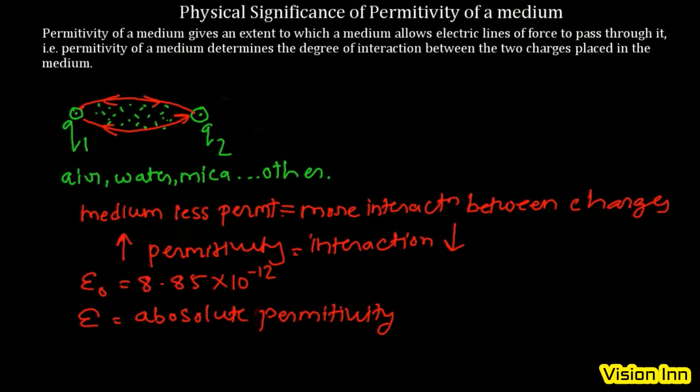Okay, and we'll learn about one more term called epsilon r, which is relative permittivity, or dielectric constant of a medium. Now I'll write down this formula. Coulomb's law is given by 1 upon 4 pi epsilon, q1 q2 upon r square. Now this epsilon is the absolute permittivity of a medium.